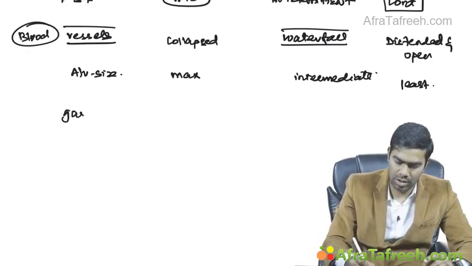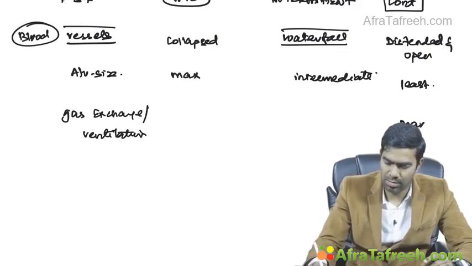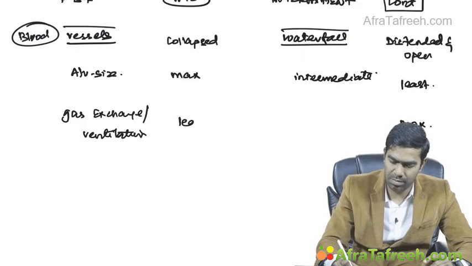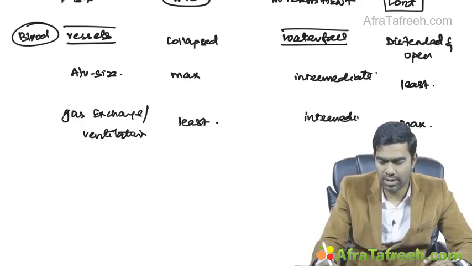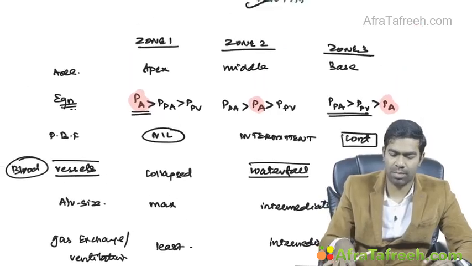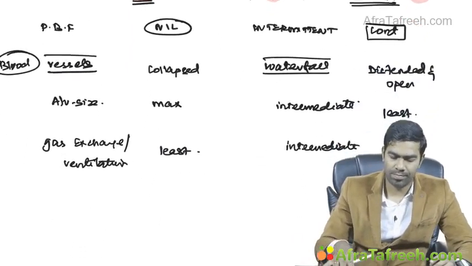Then gas exchange and ventilation. Here it's the maximum, here is the minimum, that is the least, and here is somewhere intermediate. We discussed these facts already, so I've just compiled them in a tabular form. That's all, nothing else. Clear?